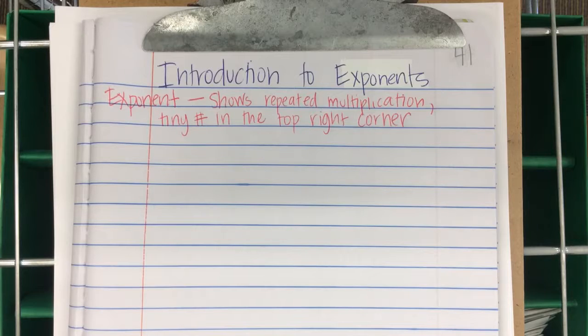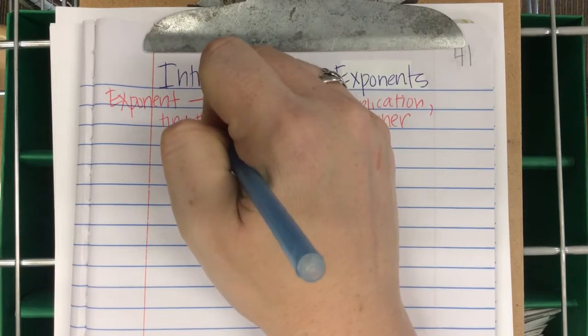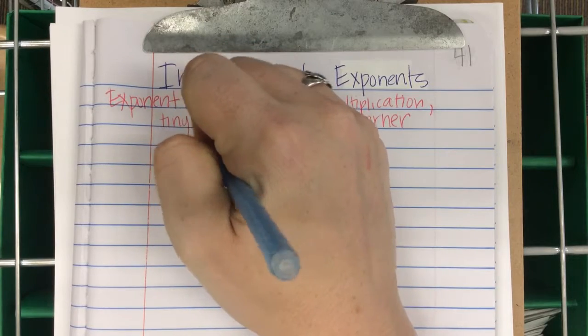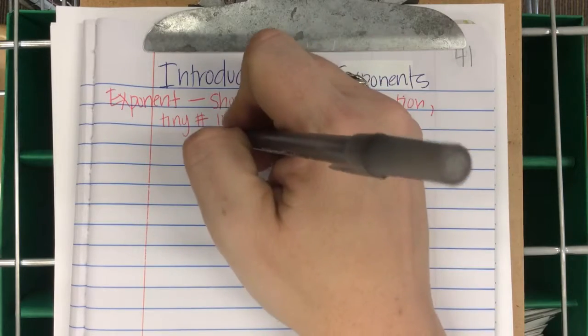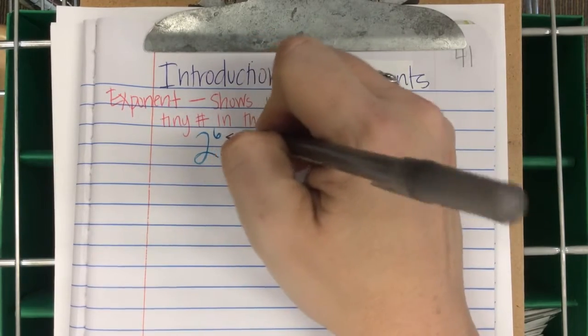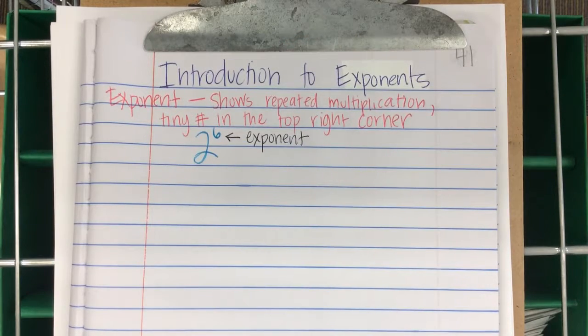So let's talk it through. Here is an exponent. Do you agree? Yes. What is the exponent? How can you identify? What number represents the exponent, Refugio? 6. The little tiny top number in the top right corner is an exponent.